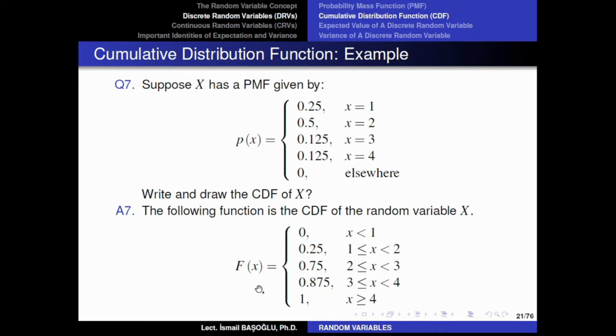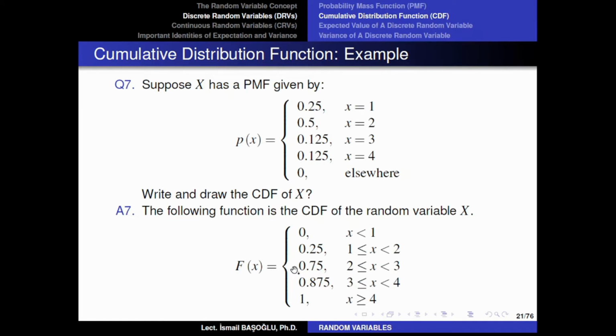You can answer the same question by directly looking at the CDF. What is the probability of my random variable to be less than or equal to 2.5? You need to check in which interval 2.5 is. 2.5 is in this interval. And my answer is 0.75 again.